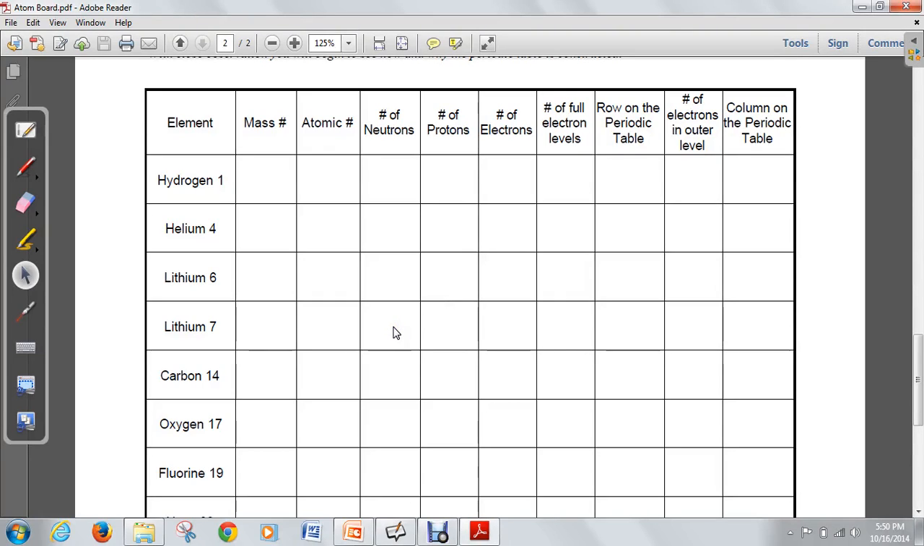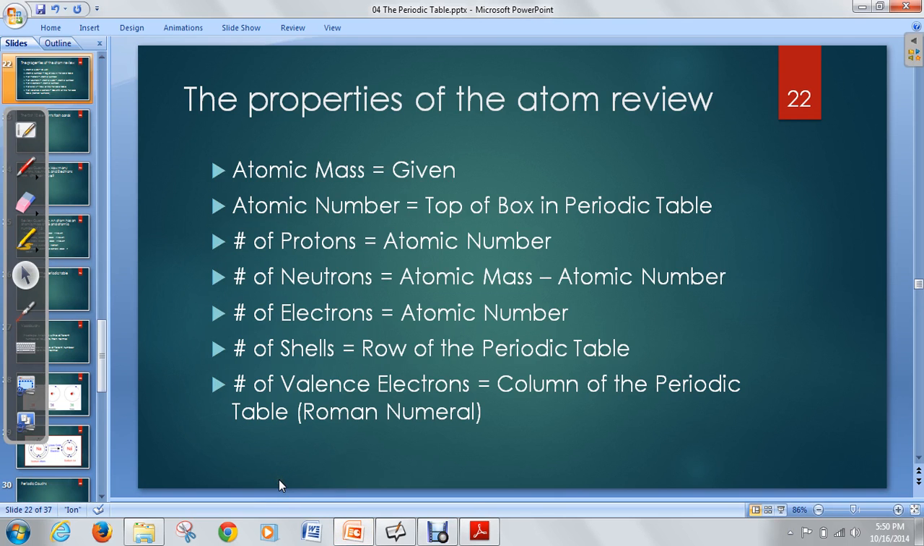In this podcast, I want to go over the atom board assignment that I gave in class because I noticed a lot of students struggled with some of the ideas. So I just want to do a couple of examples and make sure you really understand how to find all the properties of an atom, because I think this is a really important idea that you'll need in a lot of other science classes. So, first of all, if you didn't get all this written down, or if you're not quite sure how to find all these properties, make sure you have this slide written down.